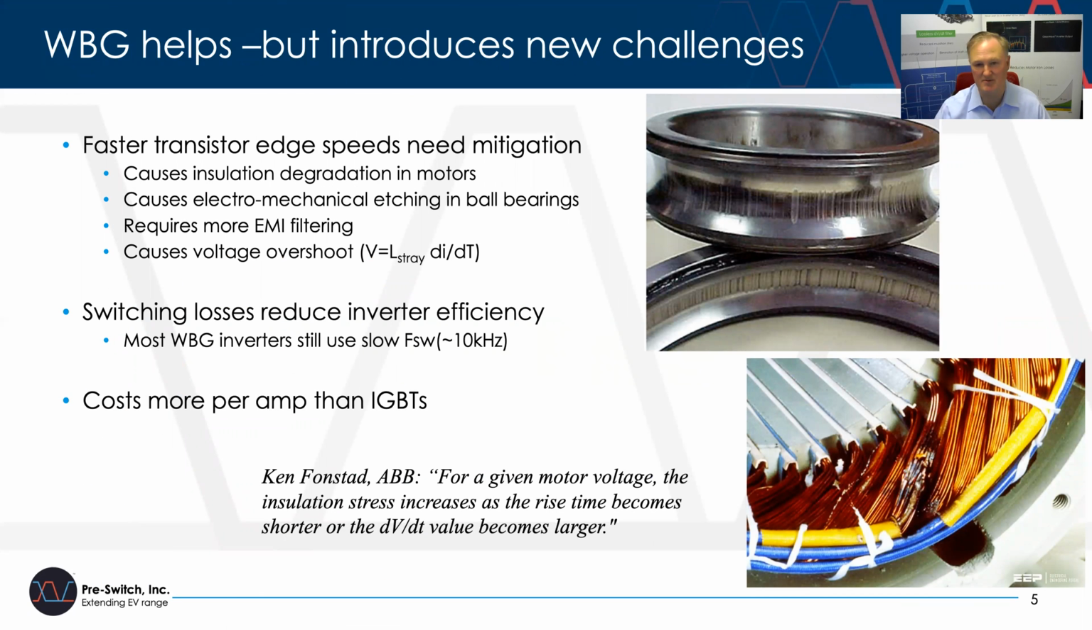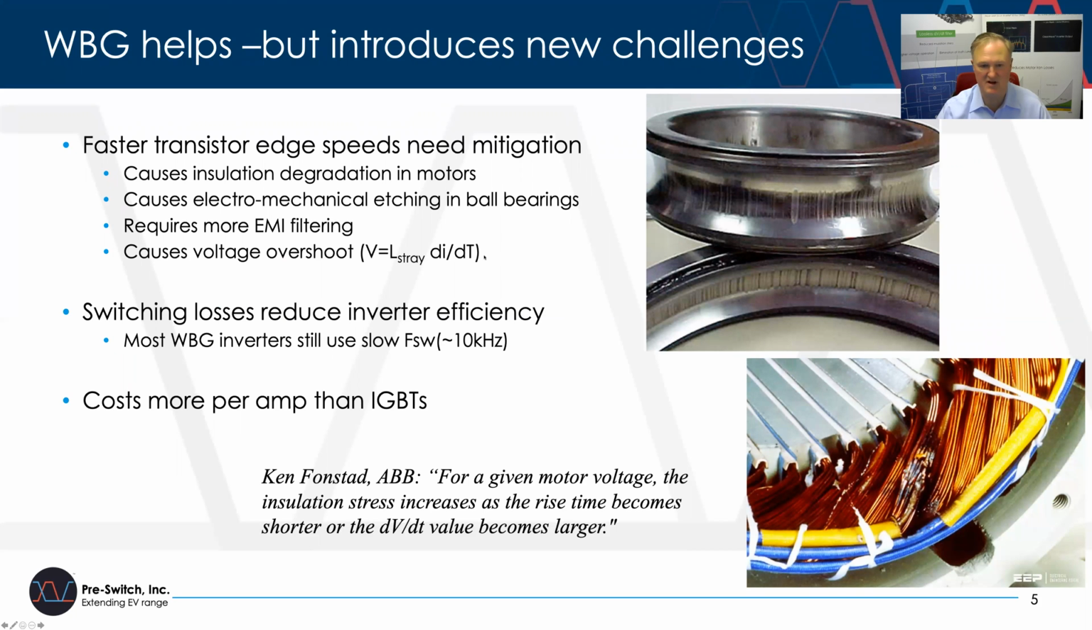Now, I love wide bandgap technologies, both GaN and silicon carbide. I've been personally involved with silicon carbide since 2011. And one of the key things that we were dealing with back then, as well as now, is that the fast transistor edge speeds create other problems. One is the degradation of insulation, shown on the lower right-hand side. The other one could be an unbalanced system, which causes some electromechanical etching that takes place in the bearings. Some manufacturers have even gone so far as to put a bearing brush on their brushless motors so that they can arrest these bearing currents.